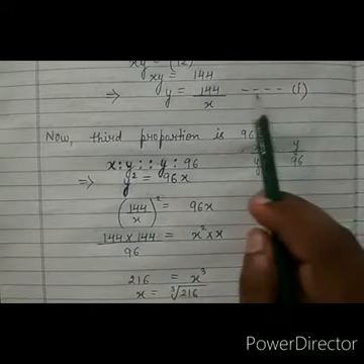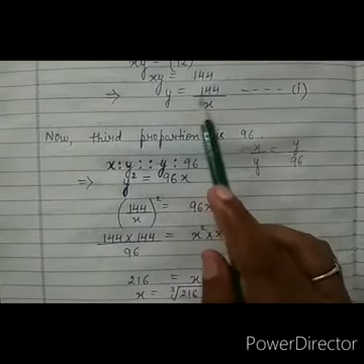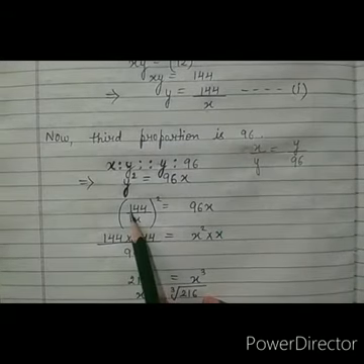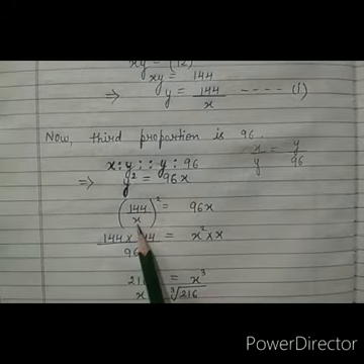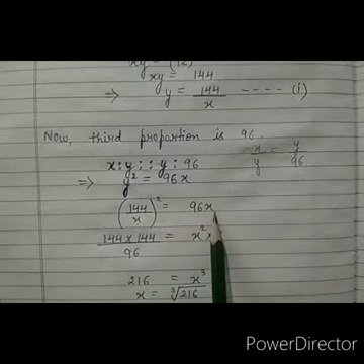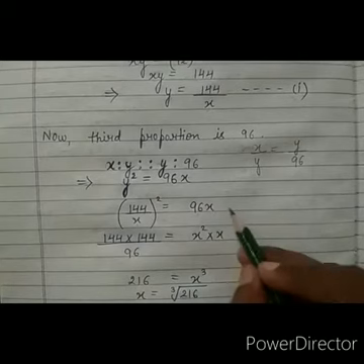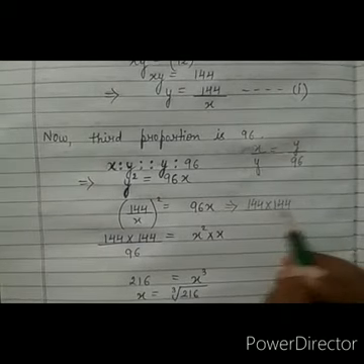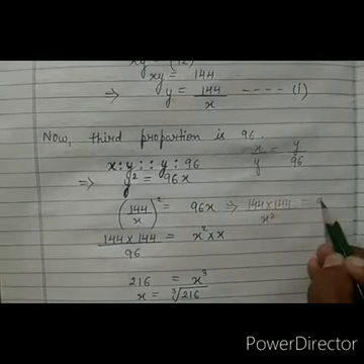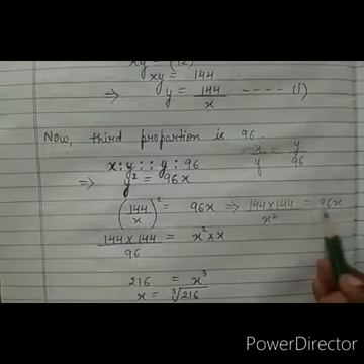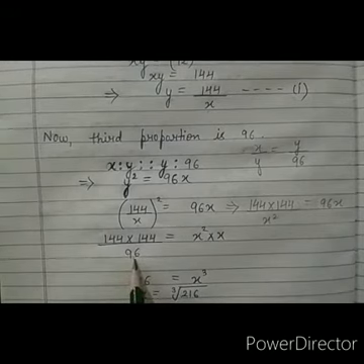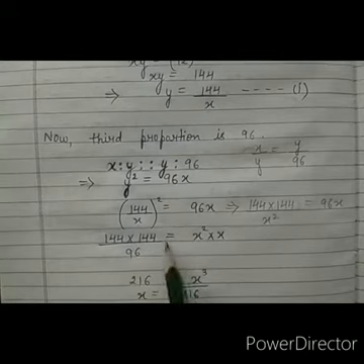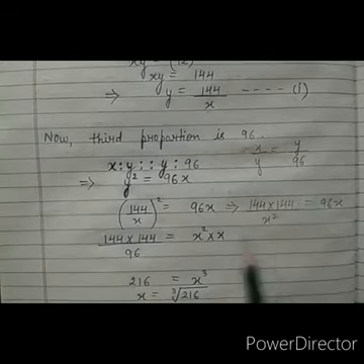Now from the first equation, we have the value of y equal to 144 upon x. So put it here: (144 upon x) whole squared is equal to 96x. Now it can be written as 144 into 144 upon x², which is equal to 96x. Now when we take this 96 to the other side of the equals sign, it will become 144 into 144 upon 96 is equal to x² into x.